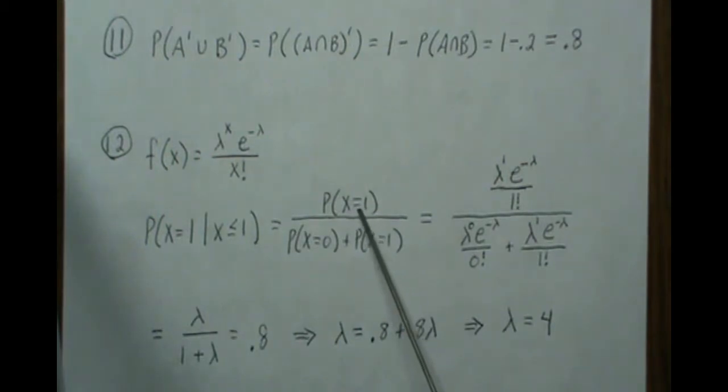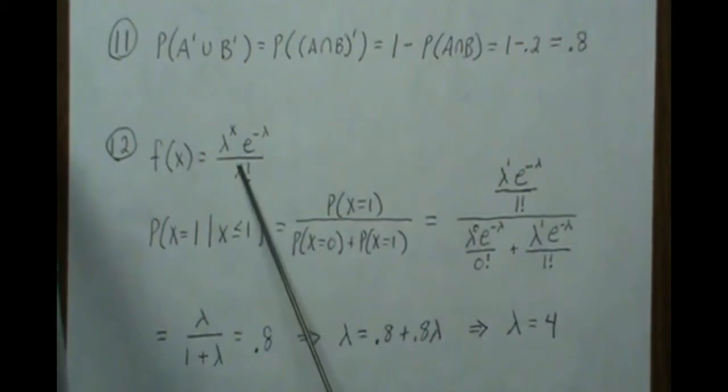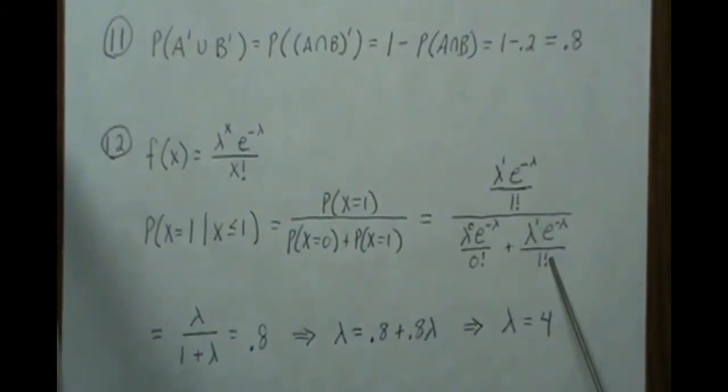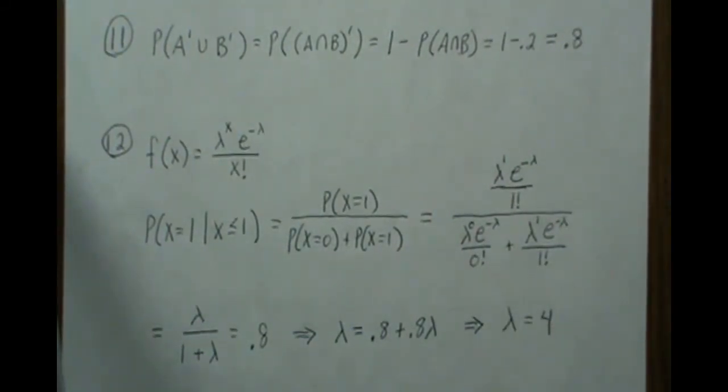So you plug in the values for x into this equation here, and then things reduce and you get this, and that's equal to 0.8. Then you cross multiply and you get this, and then you take this to the other side, solve it, divide, and you get lambda is equal to 4.